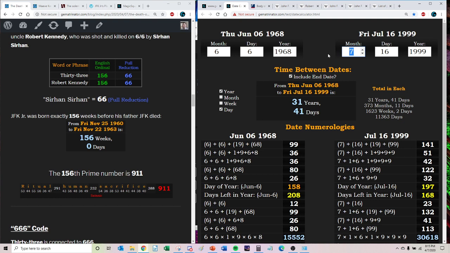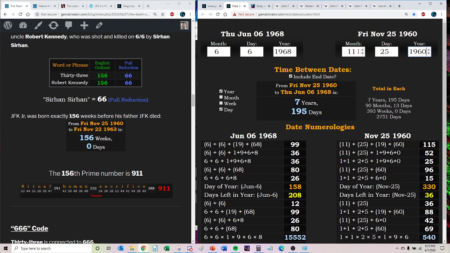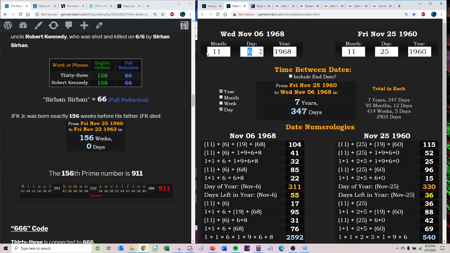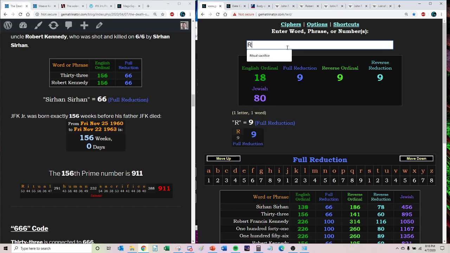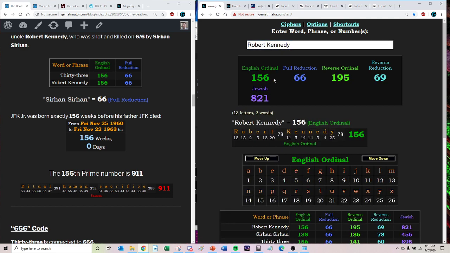But if you instead measure from not the death of JFK Jr., but instead his birth, to the death of JFK Sr., what I want to point out is that JFK was assassinated exactly 156 weeks after his son JFK Jr. was born. And not only does Robert Kennedy equal 156, 33 equals 156.